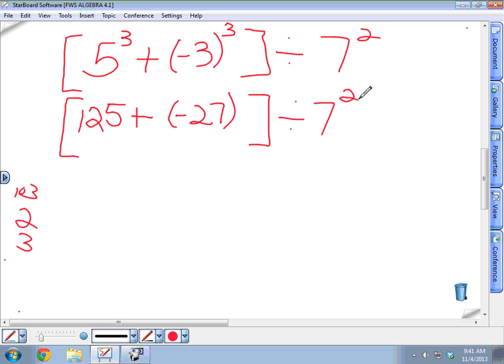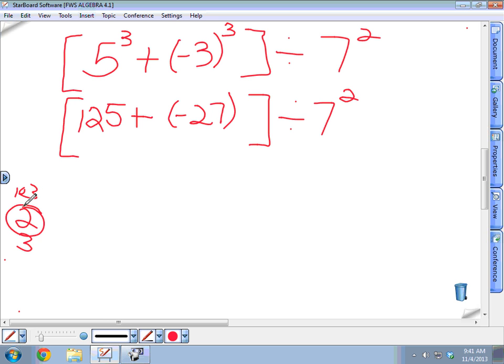All right, so the first thing you do, guys, is the grouping in here. We have to find out what's in this grouping before we do anything else. In order to evaluate this grouping, we have to go to exponents because that's next in our order of operations. 5 cubed is 5 times 5 times 5. 5 times 5 is 25. 25 times 5 is 125. Negative 3 cubed is negative 3 times negative 3 times negative 3.